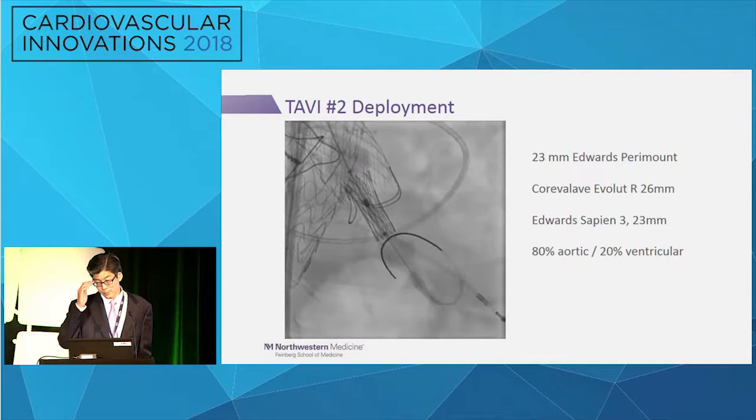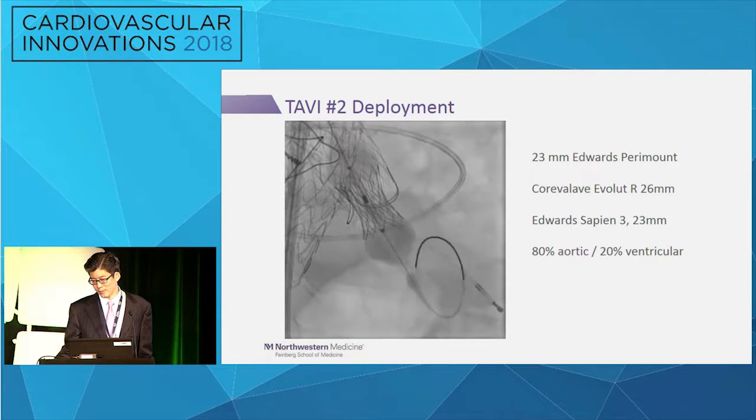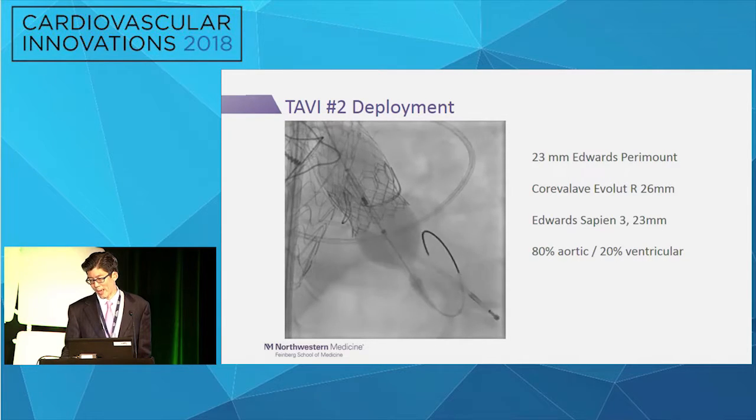TEE shows it's more like severe AR now, so we go ahead and put a second valve in. We don't want to make the same mistake twice here, and I'll tell you why I think this happened. So we go ahead and put a Sapien 3 in. Pretty happy with this deployment.